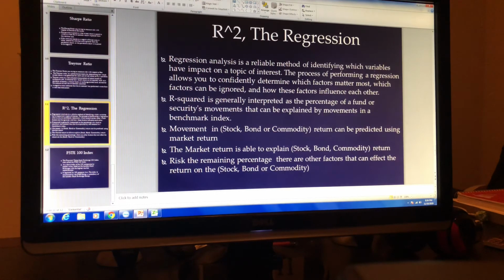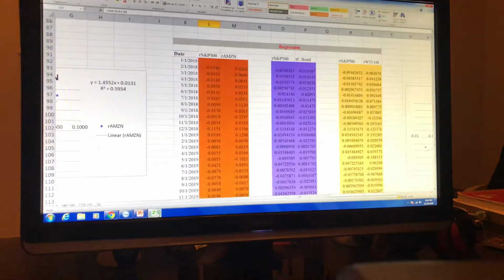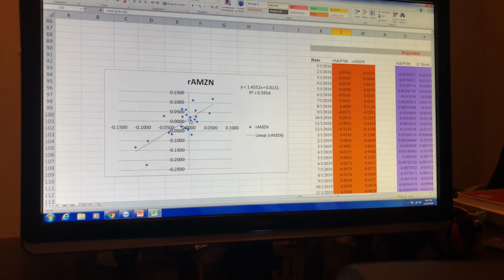So the regression analysis is a reliable model of identifying which variables have impact on a topic of interest. The process of performing a regression allows you to confidently determine which factors matter most, which factors can be ignored, and how each factor influences each other. So this is what is showing us right here when we look at this graph and see all the plots. This is actually the mean, and these are the returns around the mean, if I'm understanding it correctly.